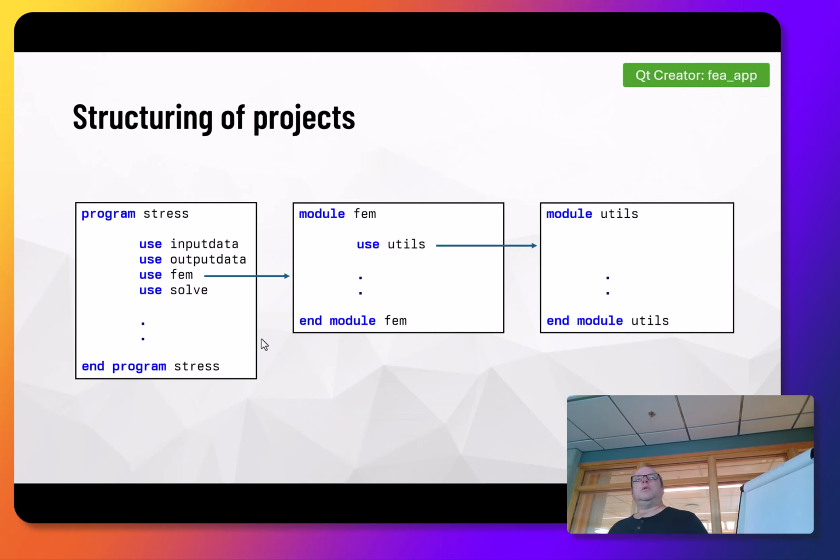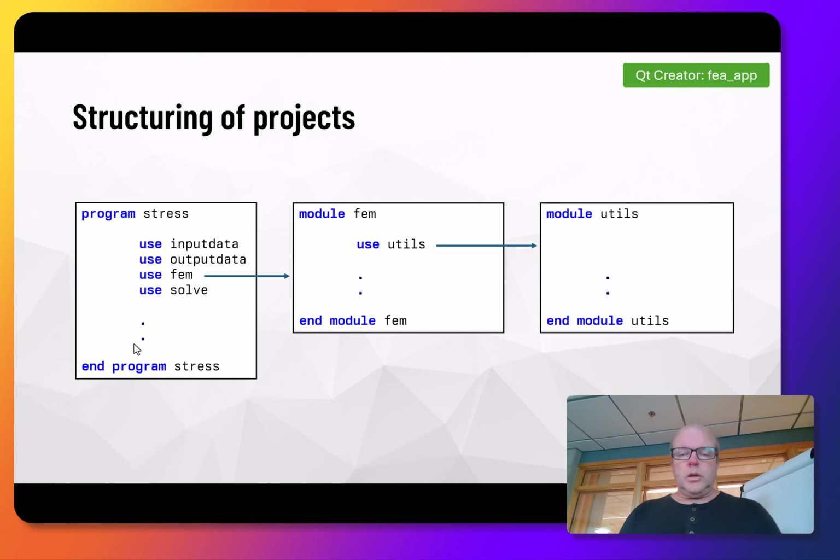And then you use them like this. Here, my main program is told to use input data, output data, fem, and solve. So here I have all the things I want to do to control the flow of my program. Then you have fem that uses the utils module. It could have things like print matrix, print vector, and so on. And then here you have the finite element elements, for example. So utils is something that you want to share between all of them.